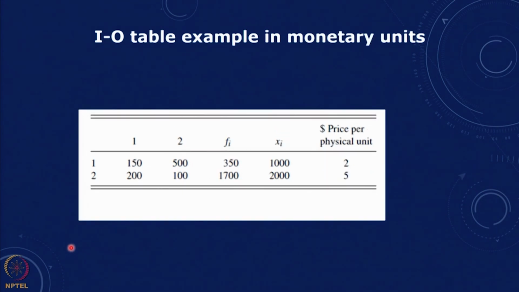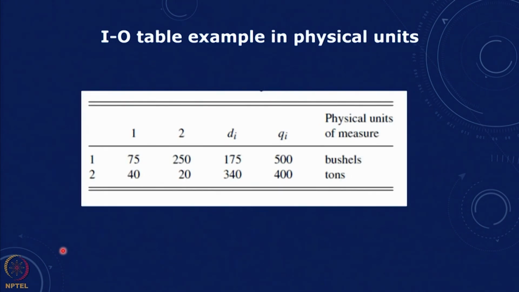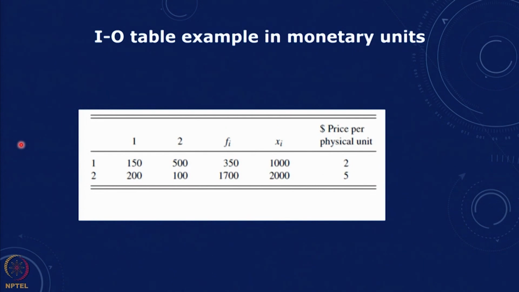So, if you look at this, then if we had a price in dollars per physical unit, that means $2 per bushel and $5 per ton, then we could multiply each of these units, 75 into 2, 250 into 2 and so on, so that you can get it in money terms. And then what we get is the conventional matrix that we had used for the input output analysis. Then we can do the normal analysis in terms of the Leontief inverse and make the calculations. We can get the coefficients, and these will be all in the monetary terms.